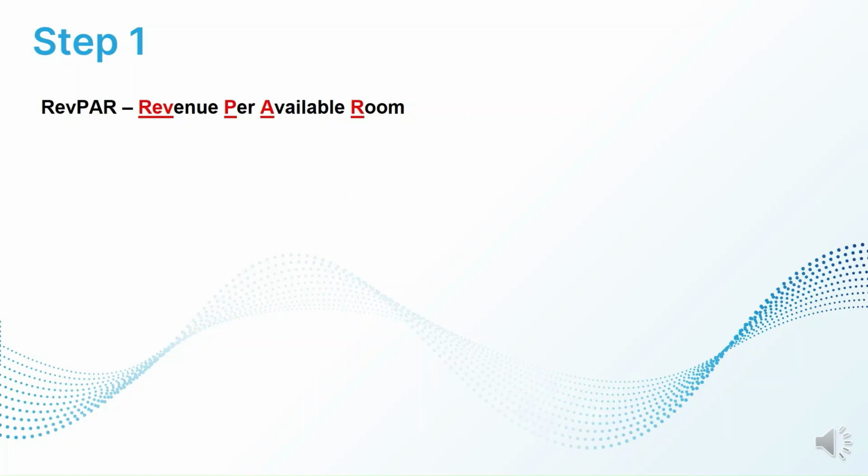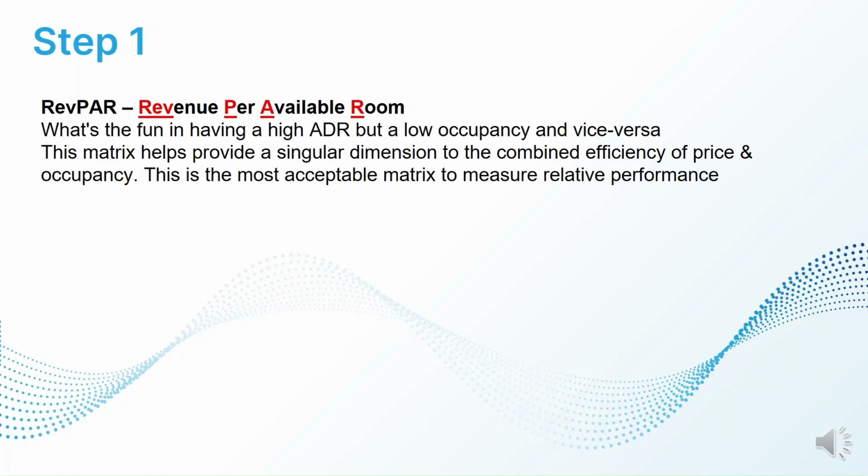Now we're going to discuss another metric, and this is a very important one. It's RevPAR. The highlighted letters primarily bring out the abbreviation, revenue per available room. Now, what's the fun of having a very high ADR but a low occupancy and vice versa? This metric primarily provides a singular dimension to the combined efficiency of price and occupancy, and therefore it is the most acceptable metric to measure relative performance of price and occupancy. Therefore, the total room revenue divided by the total number of rooms available brings out the RevPAR.